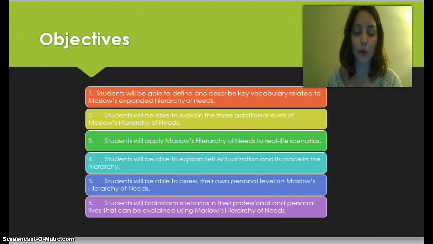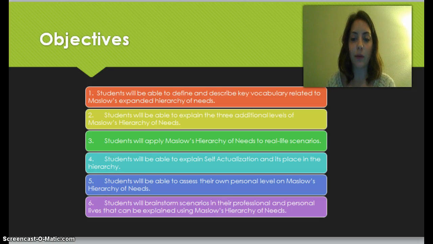The objectives for this portion of the lesson include: students will be able to define and describe key vocabulary related to Maslow's expanded hierarchy of needs. Students will be able to explain the 3 additional levels of Maslow's hierarchy of needs. Students will apply Maslow's hierarchy of needs to real-life scenarios. Students will be able to explain self-actualization and its place in the hierarchy.